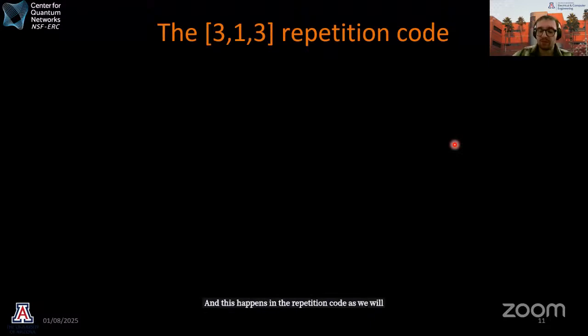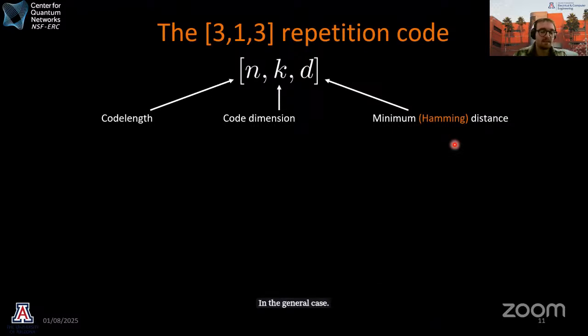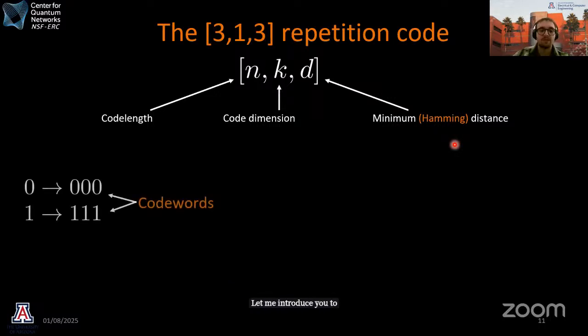But first, let me introduce this notation that we're using here. 3,1,3, in this case, stands for n, k, d in the general case, where n is the length of our code words. k is what we call the code dimension, which is the amount of logical information that the code can encode, and this will become more clear later. And d is the minimum distance in the Hamming sense. Let me introduce you to the concept of minimum distance in a moment.